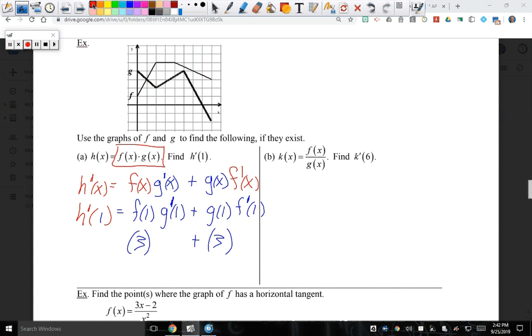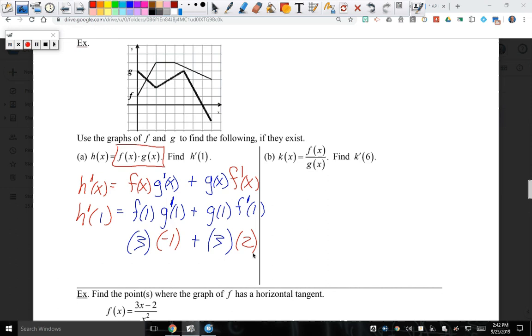Hold on. It's the slope, right? The slope at 1 on the g function. So it would be negative 1. Okay, Danielle, do the next one. What is f prime at 1? Positive 2. Nice. Are there any questions from what just happened?